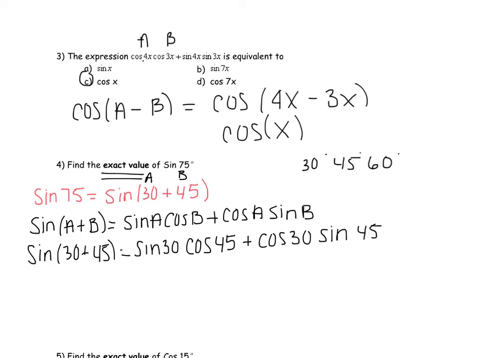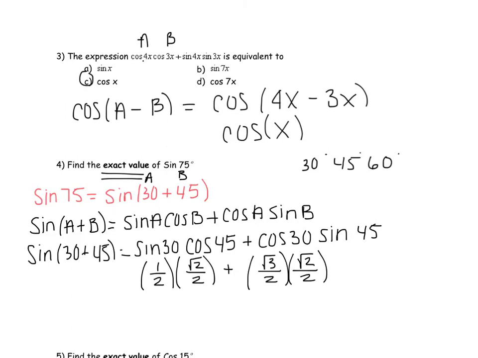So, again, looking at the exact value chart, we see that sine of 30 is a half. Cosine of 45 is rad 2 over 2. Cosine of 30, we know, is rad 3 over 2. And sine of 45 is rad 2 over 2. So now again, let's multiply the first two together. Tops times tops, bottoms times bottoms. So rad 2 over 4 plus rad 6 over 4.